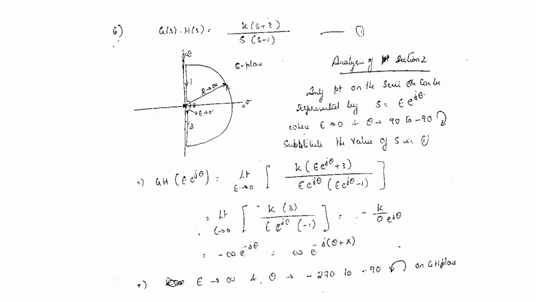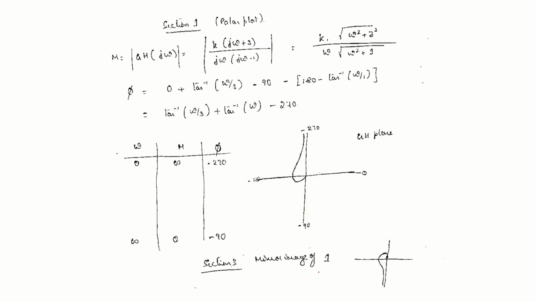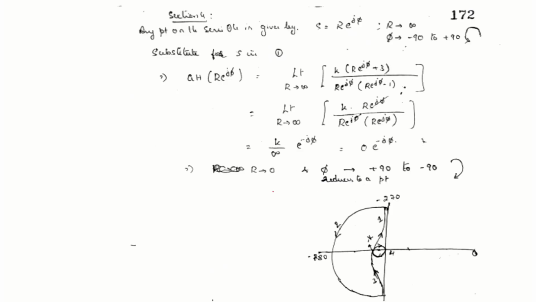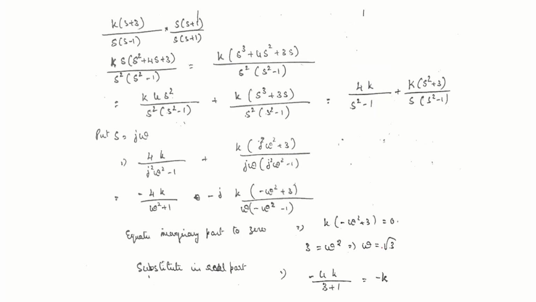So here G(s) = K(s + 3) divided by s(s − 1). I have given s minus 1 here in the pole. So again it will create the same problem. You will get infinity e to the power of minus j theta, plus pi, 180 degrees it will shift. That's how the angle will be minus 270 to minus 90. Be careful about these things. Then you draw the polar plot. You will be getting the polar plot like this. Then section 4, fine, you draw all these things and find the intersection point, it will become minus K.